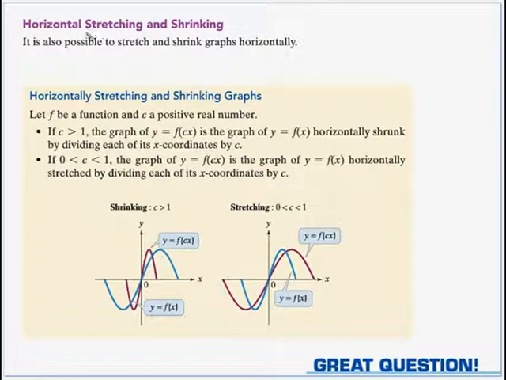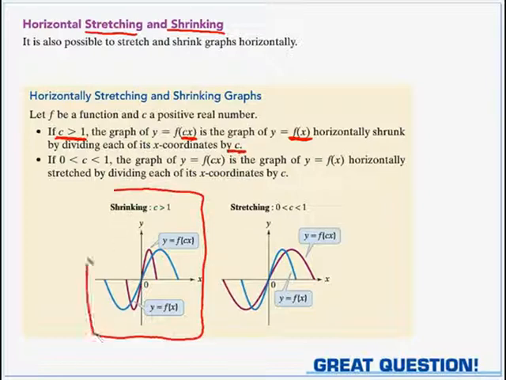We can also stretch and shrink on the horizontal axis. So f is a function, c is a positive real number, just like in the last one. If c is greater than 1, if it's a positive number that's not a fraction, then the graph of y equals f of c times x. Notice now the constant is in here with the x. It's not in front of the function itself. The graph of f of c times x is the graph of f of x horizontally shrunk. We divide the x coordinates by c. So here in this picture, if our c value in there with the x is a whole number greater than 1, we are going to push it closer to the y-axis.